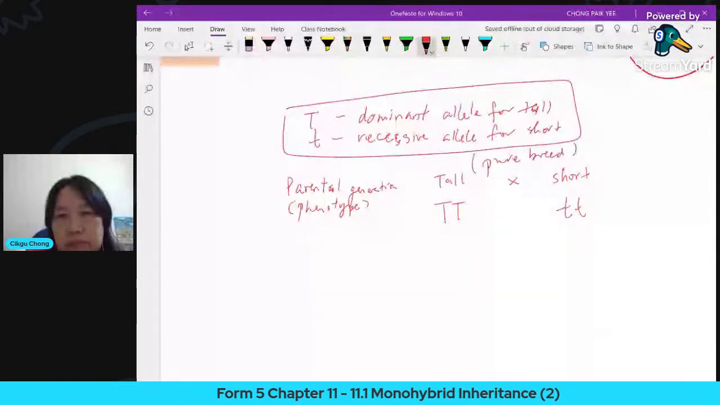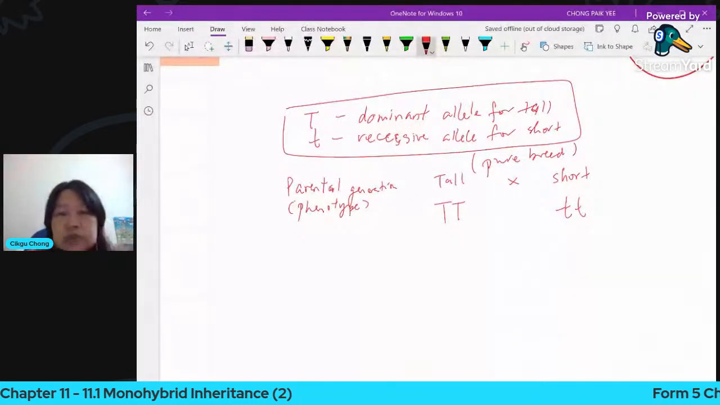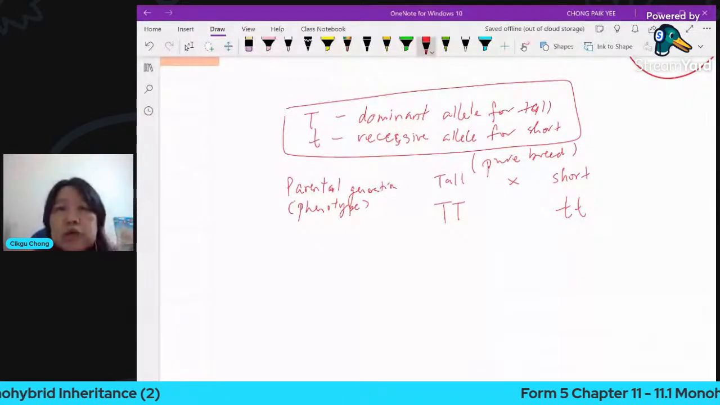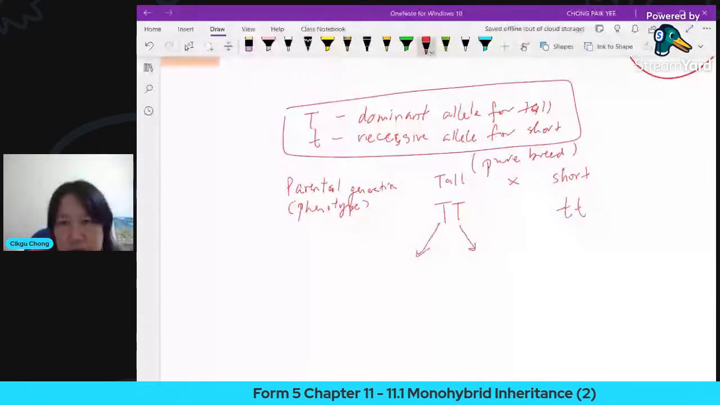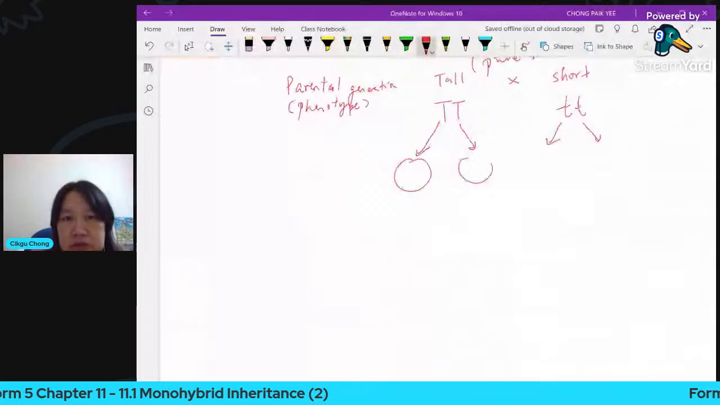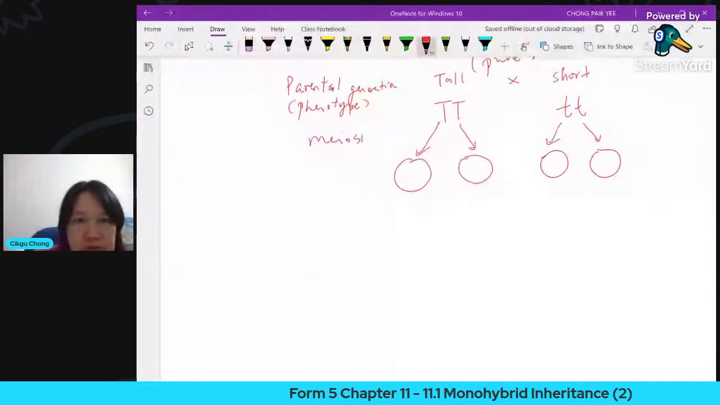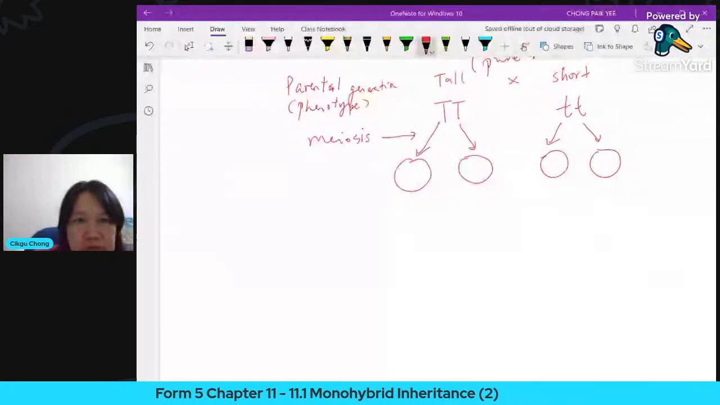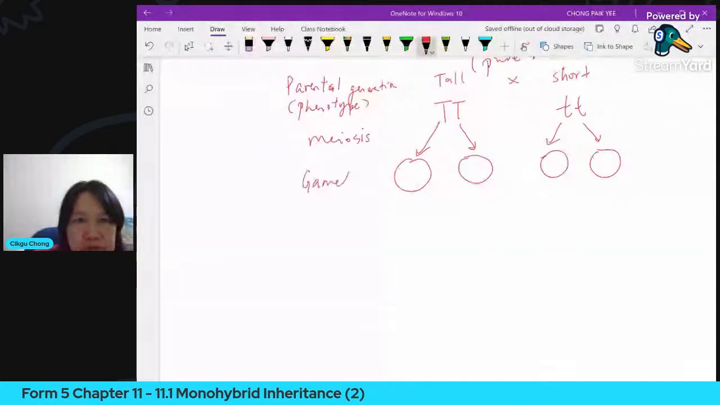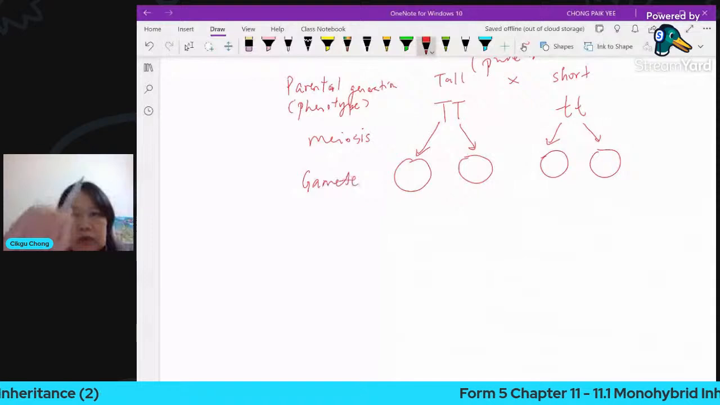Now the next thing you need to do is to show meiosis. So here, split your arrow. This shows formation of gametes. So you write here, meiosis. You have to write this to show meiosis, all right? And this is to show gametes. So you put a capital T here, small t, small t.